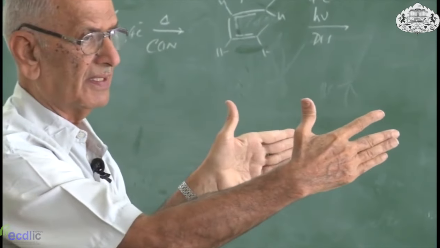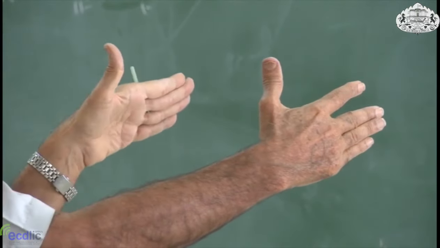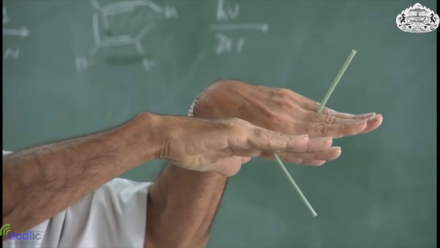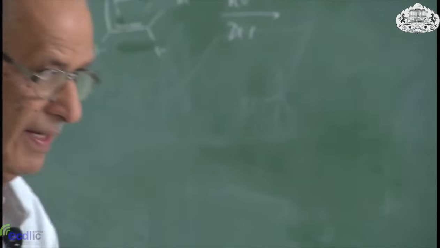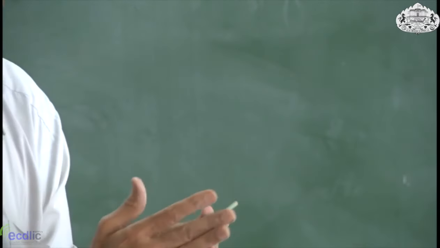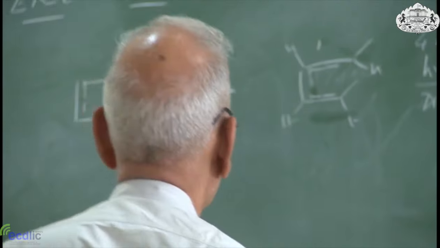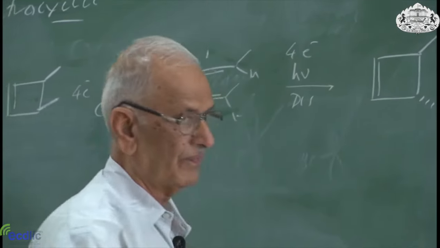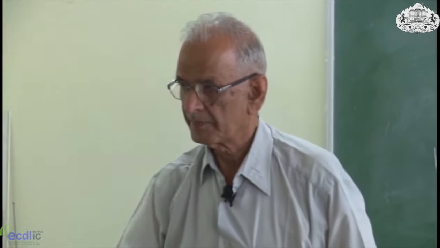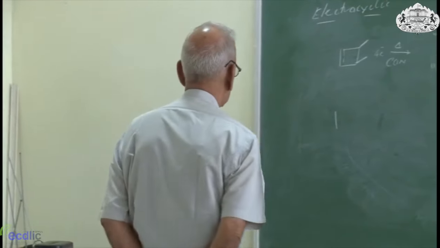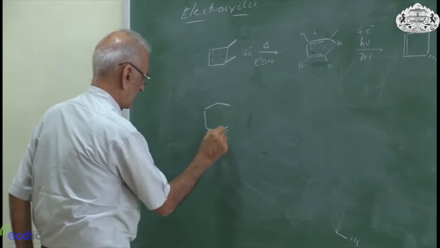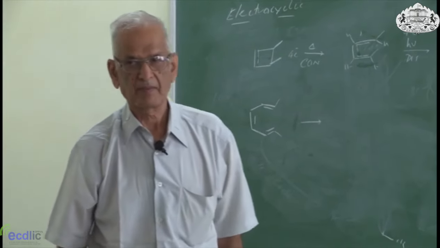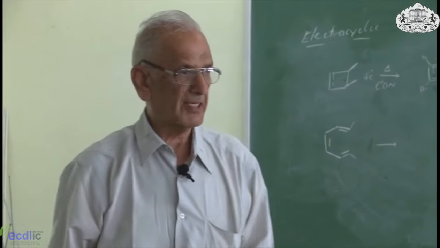Now, disrotatory means thumbs should move in opposite direction. So this is moving clockwise. This will move anti-clockwise. So your product will have one methyl group up, one methyl group down. If I do the opposite, result will be this one is down, this one is up. But end result, both are trans. All right? Okay. Give a systematic name to this compound.